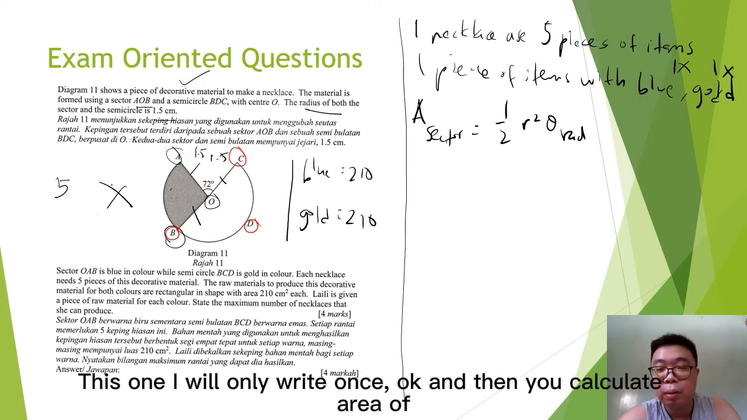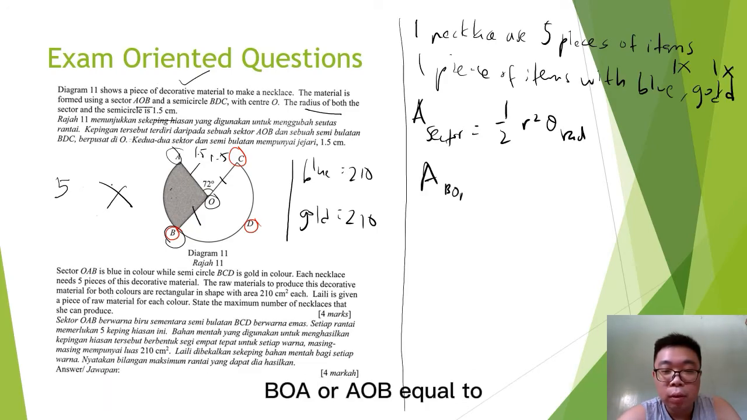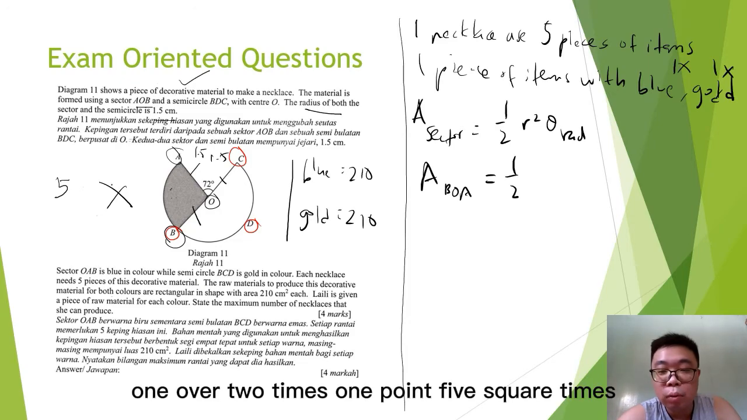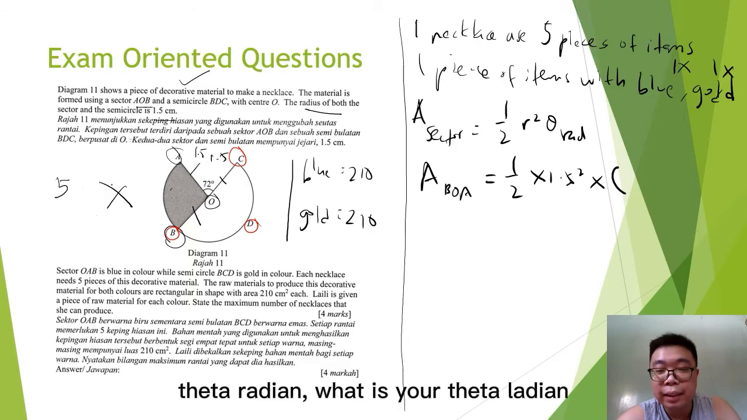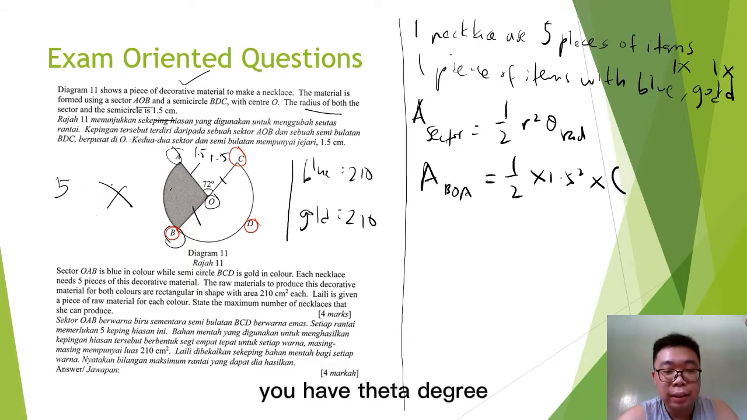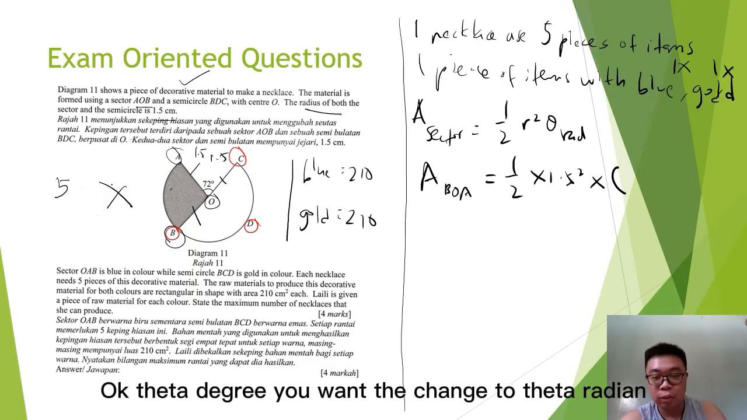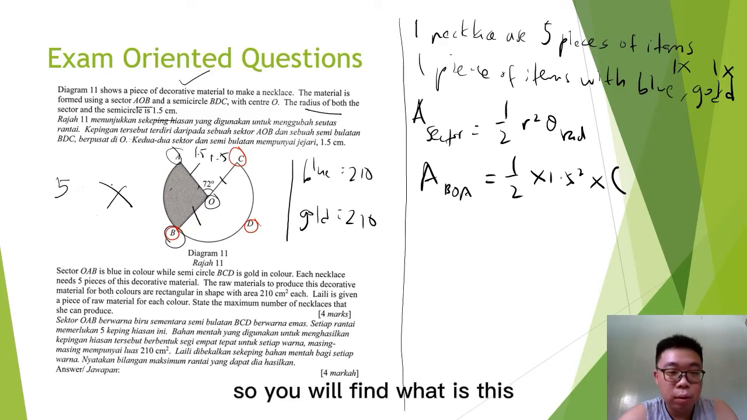This one I will only write once. Okay, and then we calculate area of BOA or AOB equal to 1 over 2 times 1.5 squared times theta radian. What is the theta radian? Your theta degree. Okay, theta degree, you want to change to theta radian. So you will find what is this.